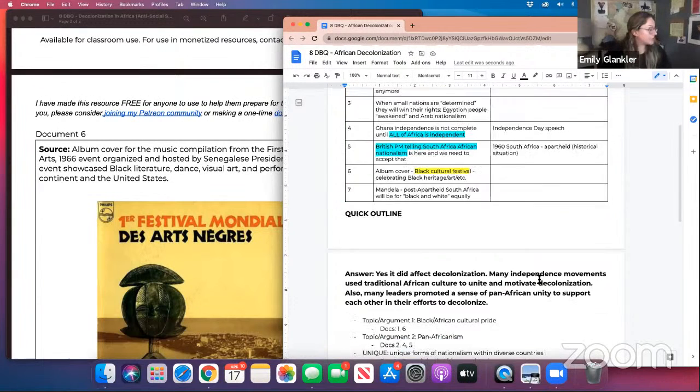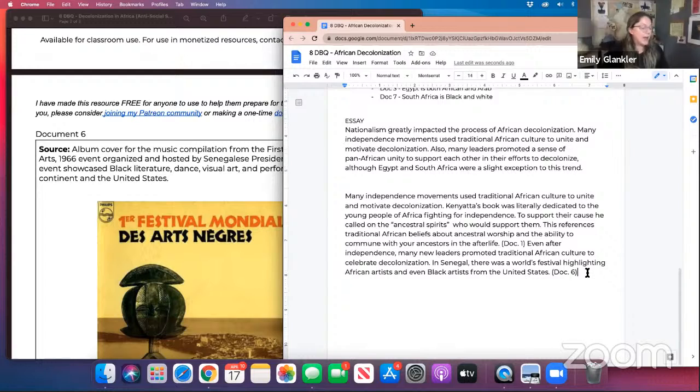Interesting. And so for here, what that would mean is I would have to know another example of a Black leader post-independence using traditional African culture. And I actually happen to know that because I'm the teacher. So let me show you what an example of an additional piece of evidence for this would look like.